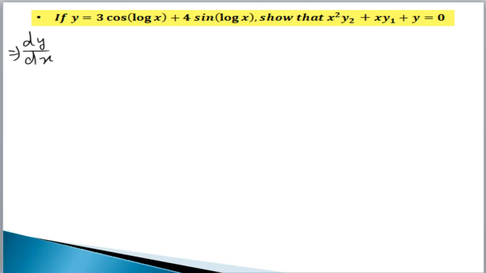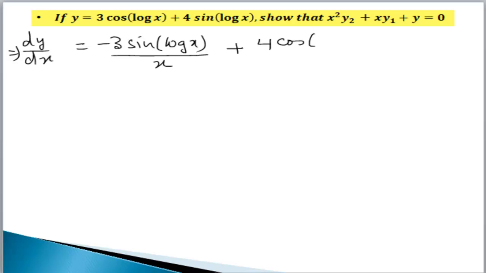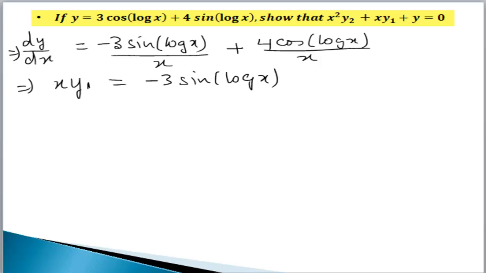dy over dx will be minus 3 sin log x. Derivative of cos log x will be minus sin log x, and then derivative of log x will be 1 over x. And in the next part, 4 times derivative of sin log x, which will become cos log x, and this entire term divided by x. Now in place of this dy over dx, you can even write y1. And if we cross multiply this x, which is in the denominator on the right hand side, we get expression for xy1. It will become minus 3 sin log x plus 4 cos log x.